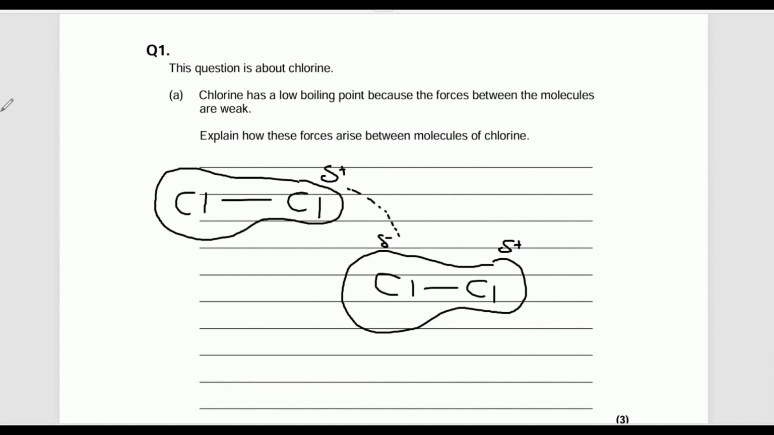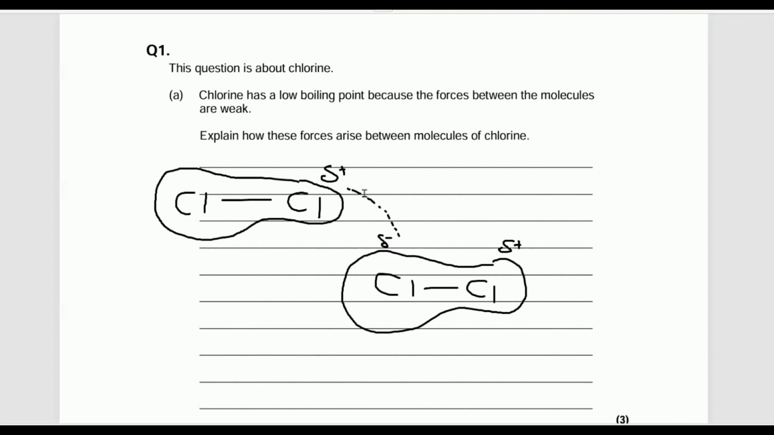So what we want to say is, how does this dipole first of all set up? Well, it's due to the random movement of electrons. So I want to say random movement. Oh, I'm typing in blue today. Random movement of electrons creates a dipole in a chlorine molecule. Lovely jubbly. That's our first marking point.